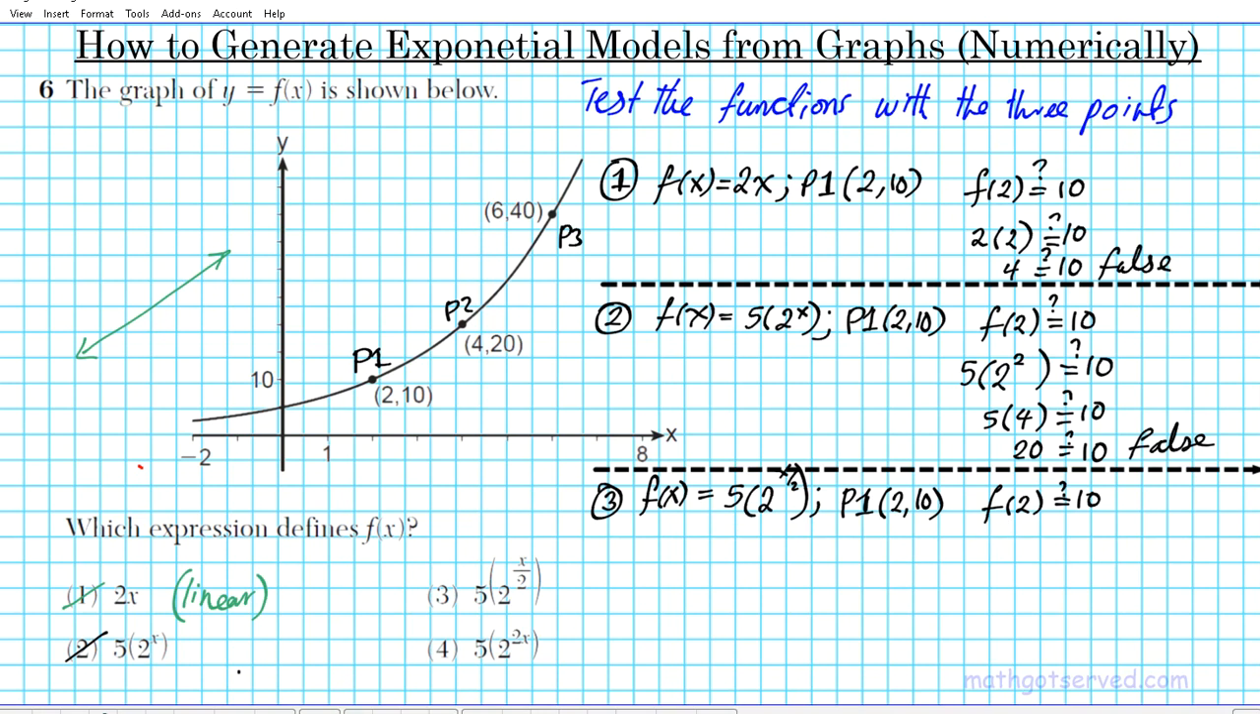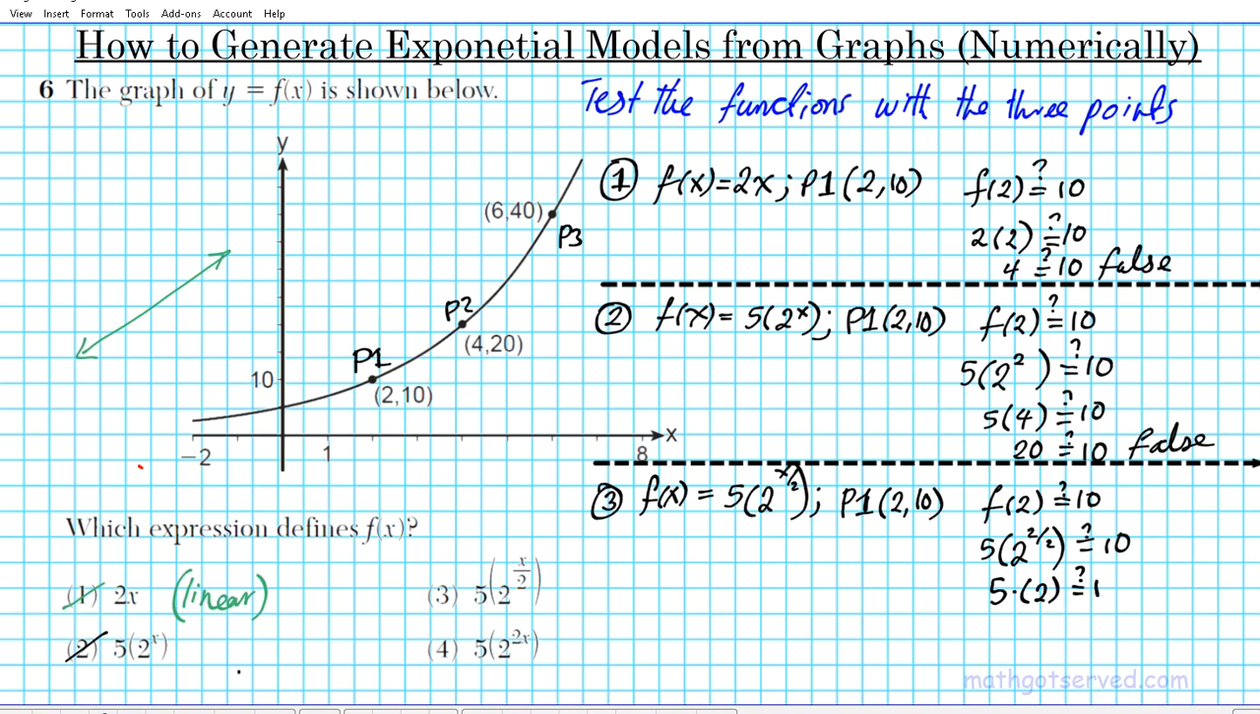Let me move my function up a little bit so you can see it. Okay, there you go. When we plug in 2 here, we're going to have 5 times the quantity 2 to the 2 over 2. Is that equal to 10? 5 times 2 to the 2 over 2. 2 over 2 is 1. 5 times 2, is it equal to 10? 5 times 2 is 10. Is 10 equal to 10? Absolutely.